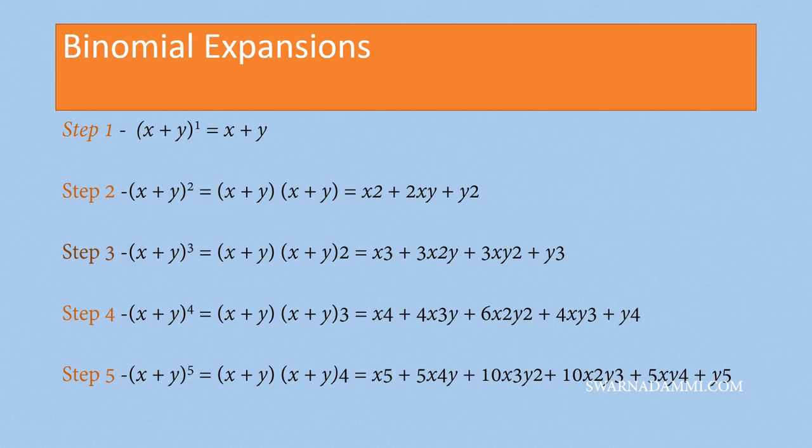Now what we can learn from here, there are 5 steps. We used the same binomial x plus y, that is comprised of the two different terms x and y. So what we have done here, we expanded gradually the power 1, 2, 3, 4, 5. We started from the power 1.